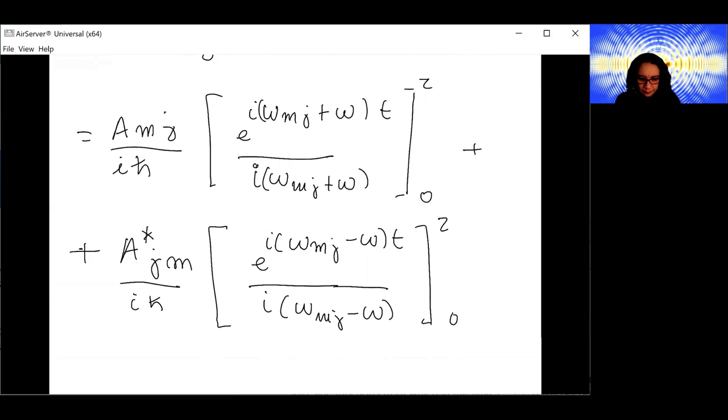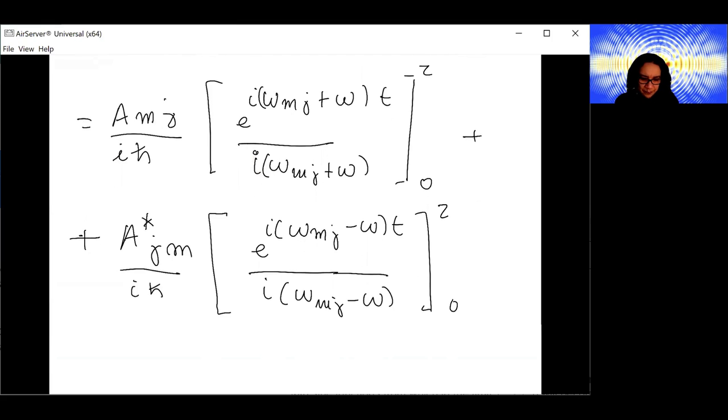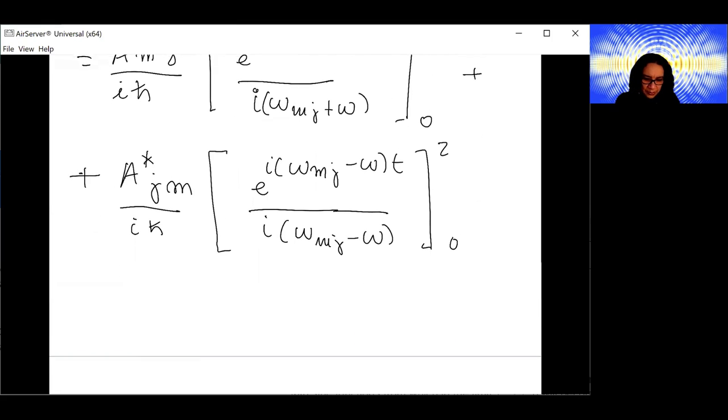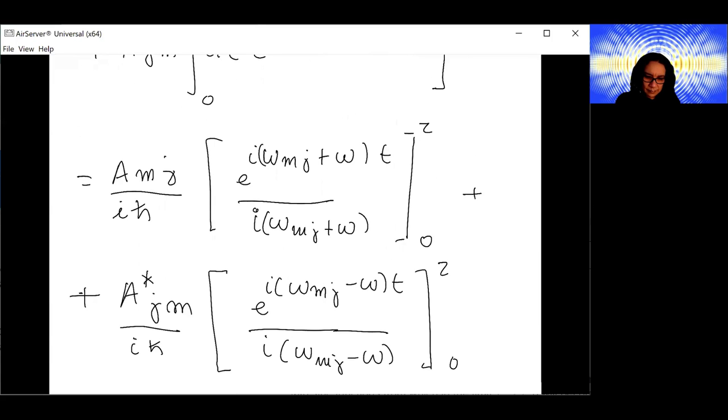So pretty much let's look at these definite integrals. If you multiply these two i's here, you get minus 1. So for the first one, I'm going to have, let me mark this.